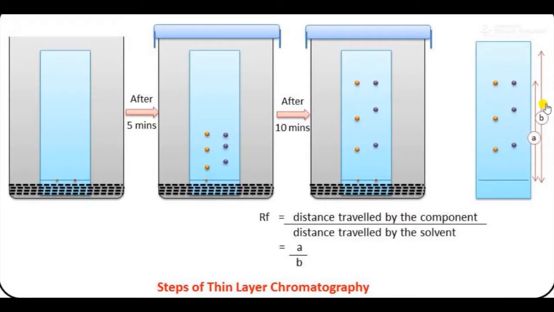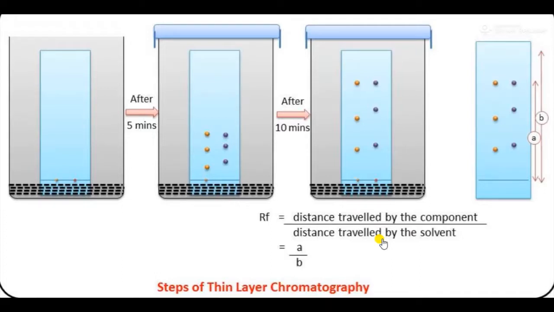Now here you can see two different distances. B refers to the distance up to which the solvent has traveled. What is the solvent here? The solvent is the mobile phase which you have taken in the developing chamber. We had mentioned earlier four liquids mixed together at a specific ratio. The distance traveled by this mobile phase is referred to as B, and the distance traveled by the different solutes is marked as A. For each component, you calculate the RF value: the distance traveled by the component divided by the distance traveled by the solvent.